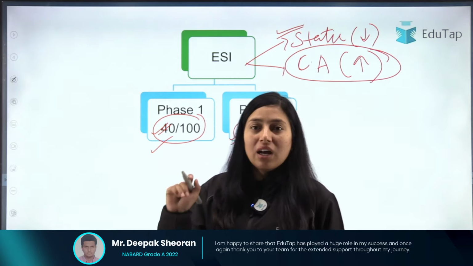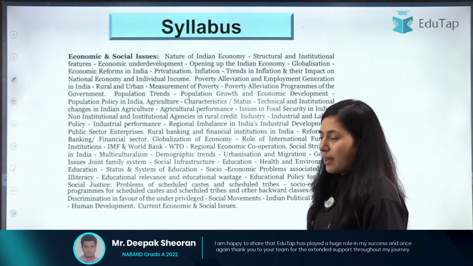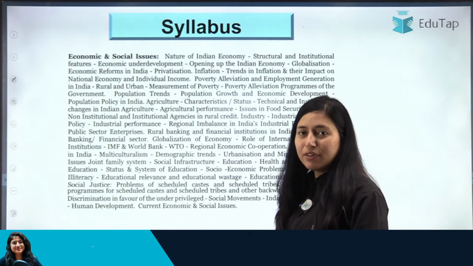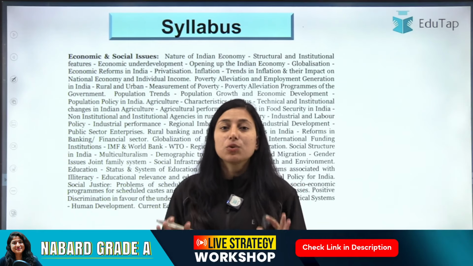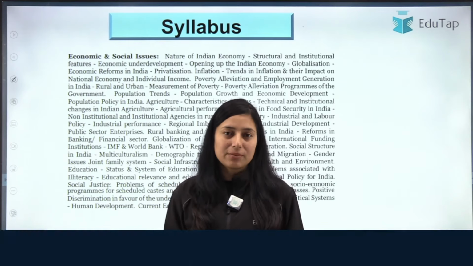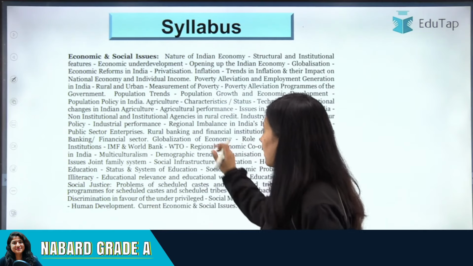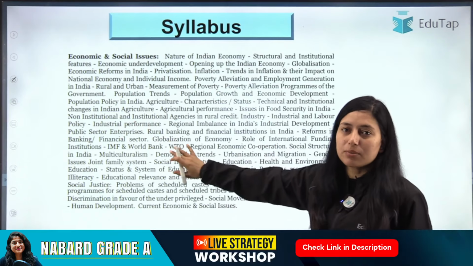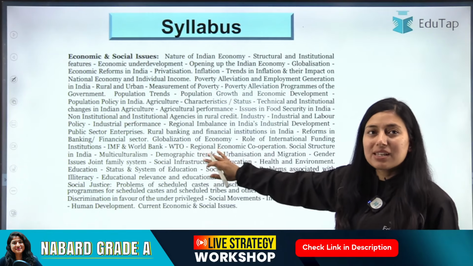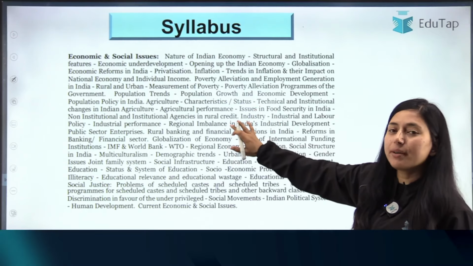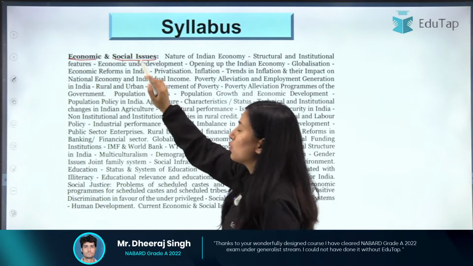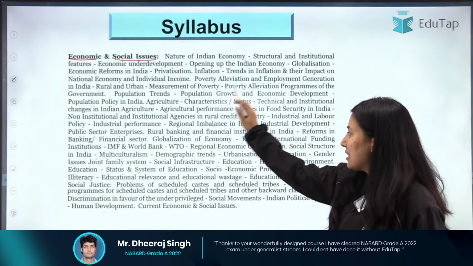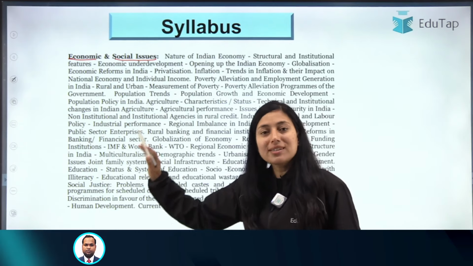Now let's see the syllabus of ESI that is given by NABARD. So aspirants, whenever you are studying any subject for any examination, the very first thing you need to do is to see the syllabus. At least see the syllabus and go through the topics that are given in it. So the syllabus is given in ESI, I have shown you here. This is the syllabus having both economics and social issues topics. Now, this is the combined syllabus of economics and social issues.